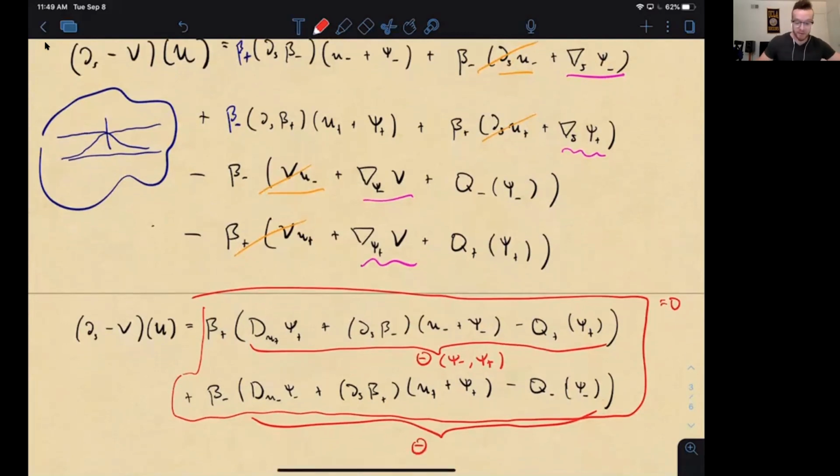So here's the lemma. And this is where the contraction mapping stuff is going to come into play.